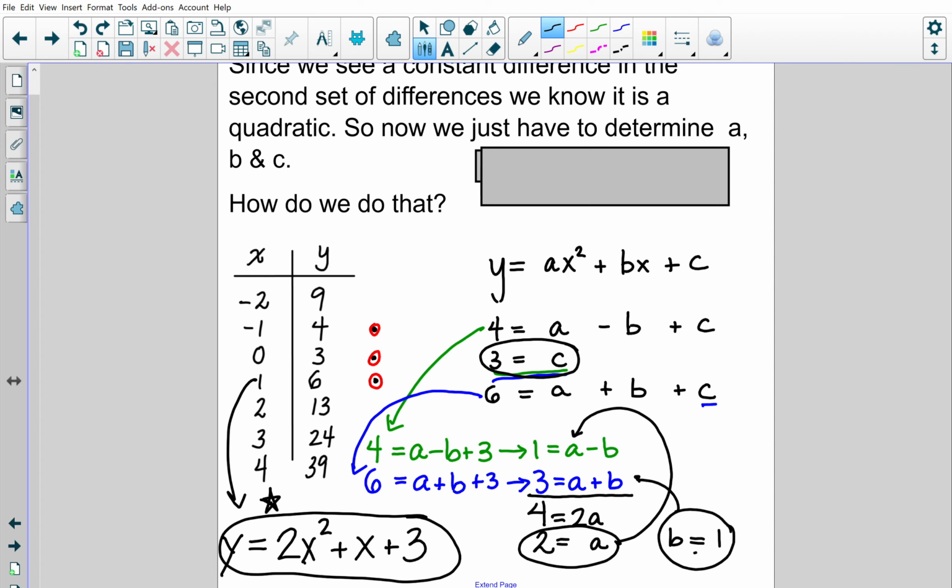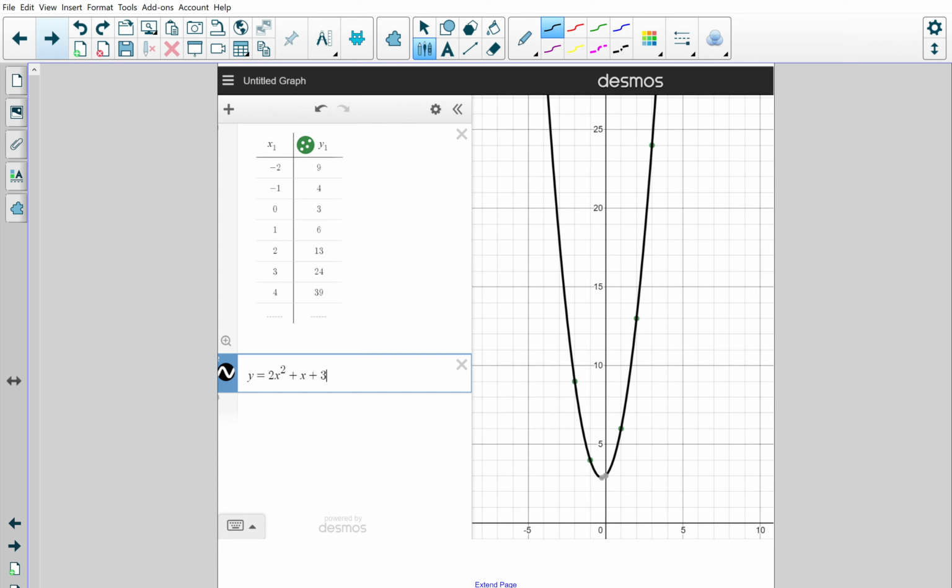I'm going to check all of them really fast by putting them into Desmos. Notice I just type the equation in, and I can see that that parabola runs right through each one of those points. I would look closely enough to make sure that it actually does. Okay? So that's a nice, quicker check than plugging each point in manually. But you should probably do a little mental check and check a few of them anyway.